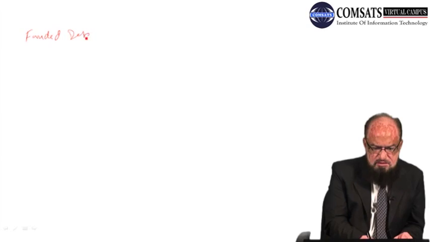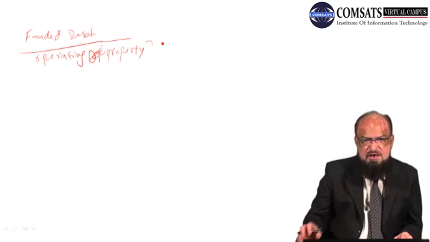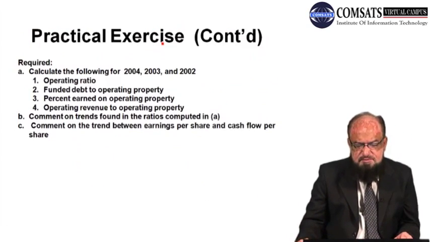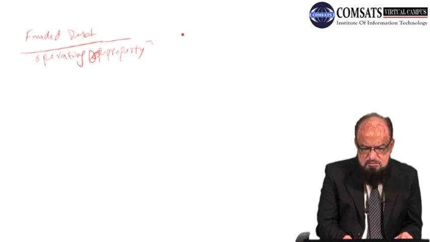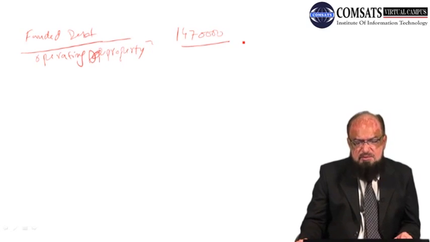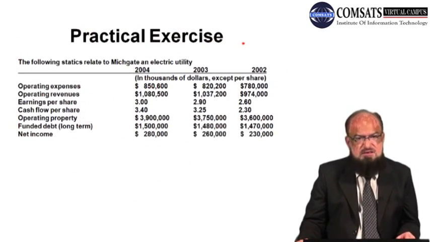Funded debt divided by operating property. Funded debt is given, 14,70,000, divided by operating property, which is also given in the question. You can see that it is $36 lakh.